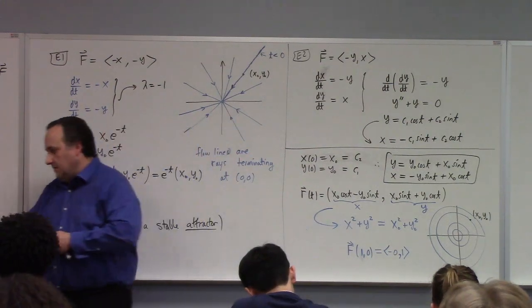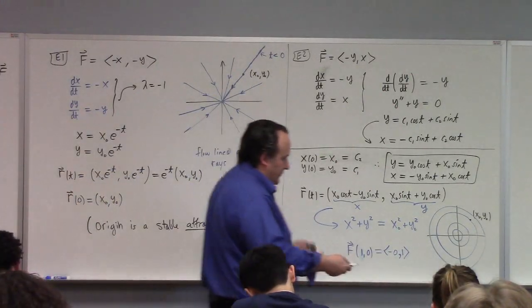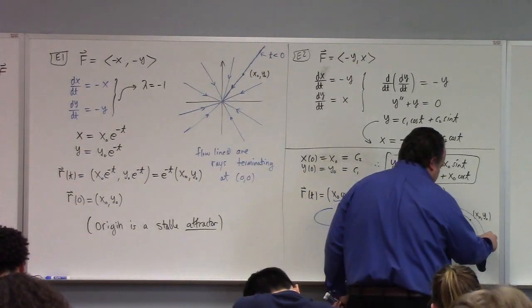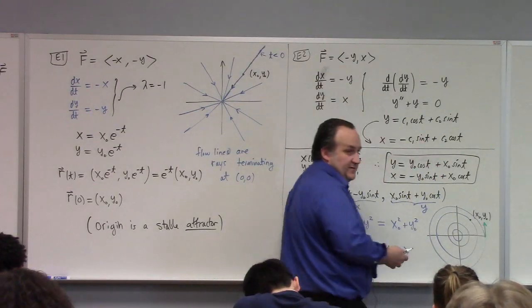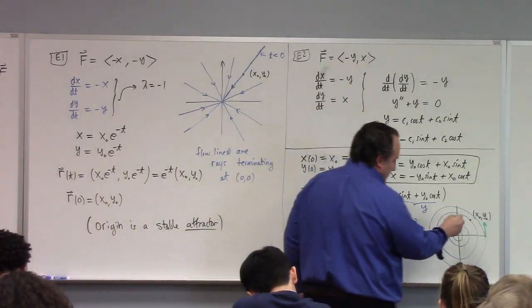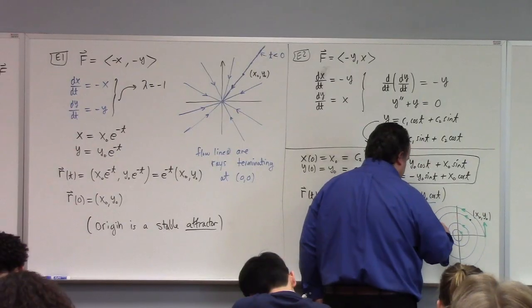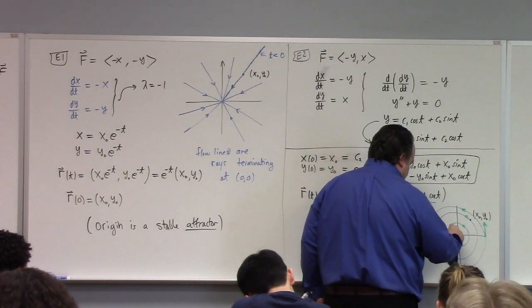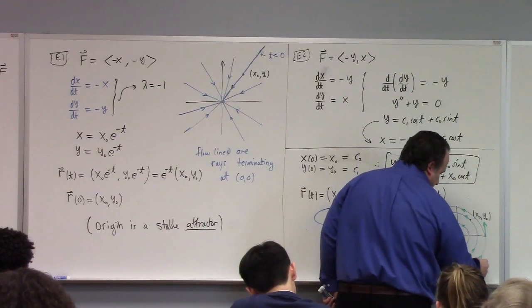Let me draw that in green. So that points up. If that was here, this is the direction of the vector field. The vector field looks like that there. And so these curves are going to be oriented in this sense, which is to say they are going to be counterclockwise. Counterclockwise.